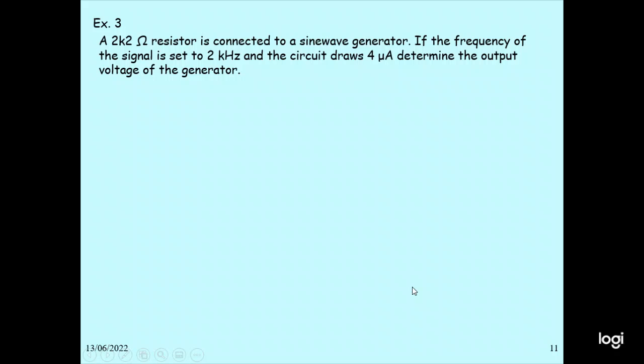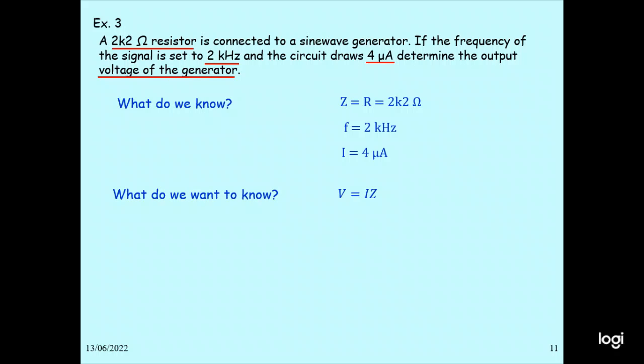The next problem: a 2K2 ohm resistor is connected to a sine generator. If the frequency of the signal is set to 2 kHz and the circuit draws 4 microampere, determine the output voltage of the generator. What do we know? We know that Z equals R equals 2K2, the frequency is 2 kHz, and the current is 4 microampere. What do we want to know? We have to know that V equals IZ.